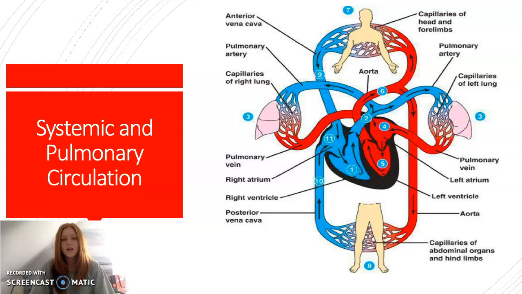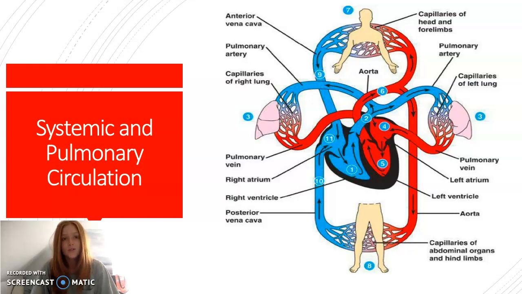So on this slide, the diagram shows that the heart has this blue side it's depicting and a red side, and I'll get to what that means. But essentially on this slide, I'm going to focus on the blue side, which is the right side of the heart, and the blue means the blood is deoxygenated.